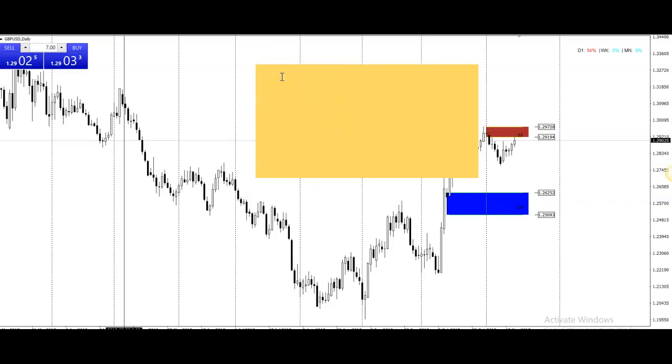Okay, so trade of the week is sell British pound USD at 129.3, stop loss at 134, and take profit at 127. Okay, so it might fall a little bit deeper.